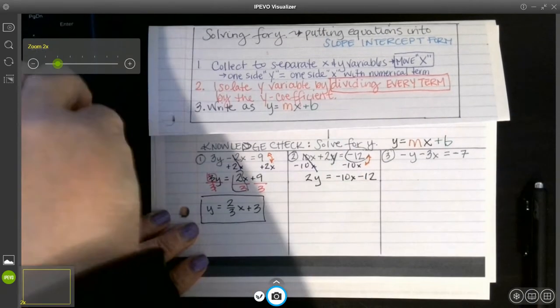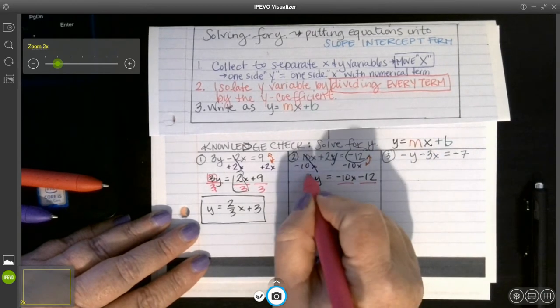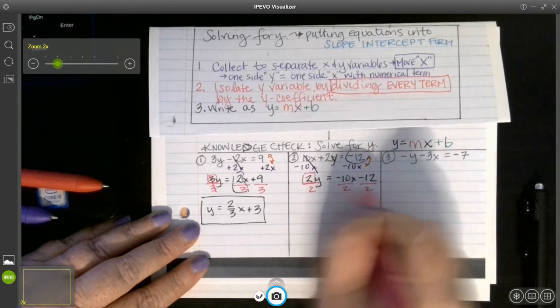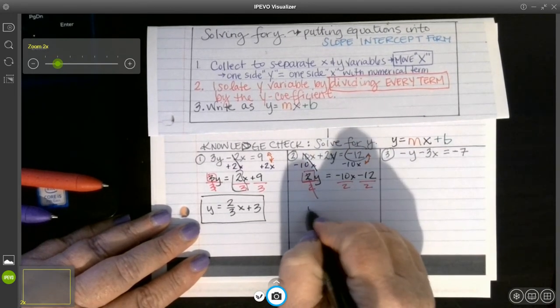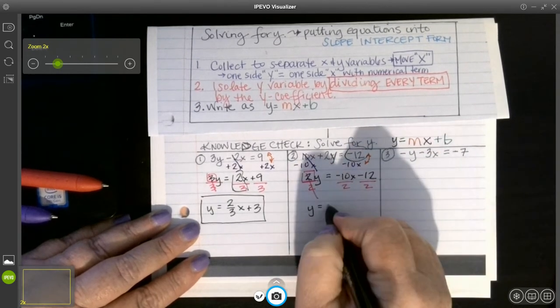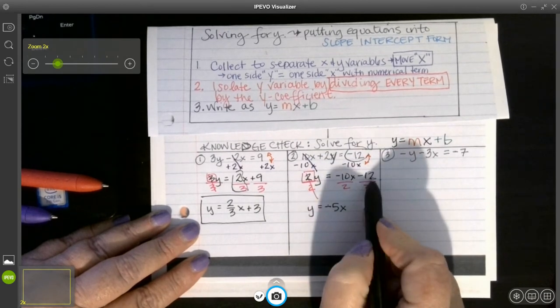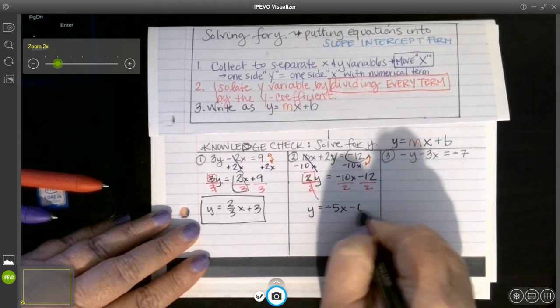Then my second step is to divide everything by my y coefficient. So I'm going to divide everything by 2. That cancels, so I'm left with y equals negative 10 divided by 2, which is negative 5x. And negative 12 divided by 2 is negative 6.